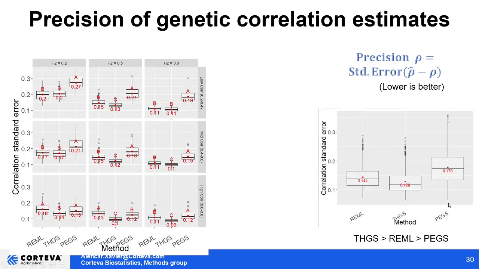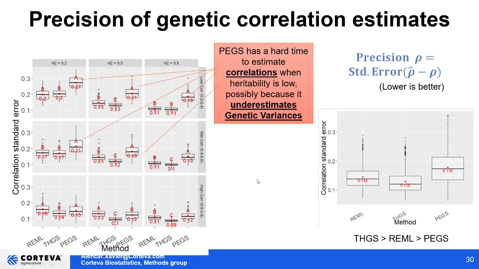Now, regarding the precision, again, we see that PEGS has a slightly lower precision than REML and TEGS, the Tilde-Hat. But I would say that in this case, Tilde-Hat was actually better than REML, and they are both better than PEGS. So we got a higher precision with the TEGS method. So you can more precisely estimate the genetic correlations in this case. PEGS again had a hard time with the correlation, probably because it underestimates the genetic variance. So once the genetic variance is underestimated, then likewise the genetic correlations will be less precise.